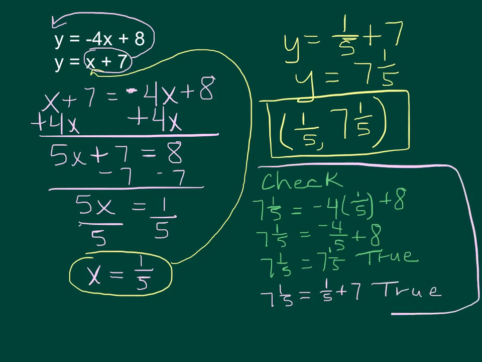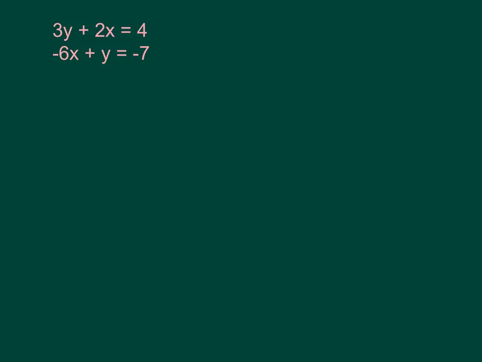So there is our check. It has to be true in both equations. In our next example, we have 3y plus 2x equals 4 and negative 6x plus y equals negative 7.